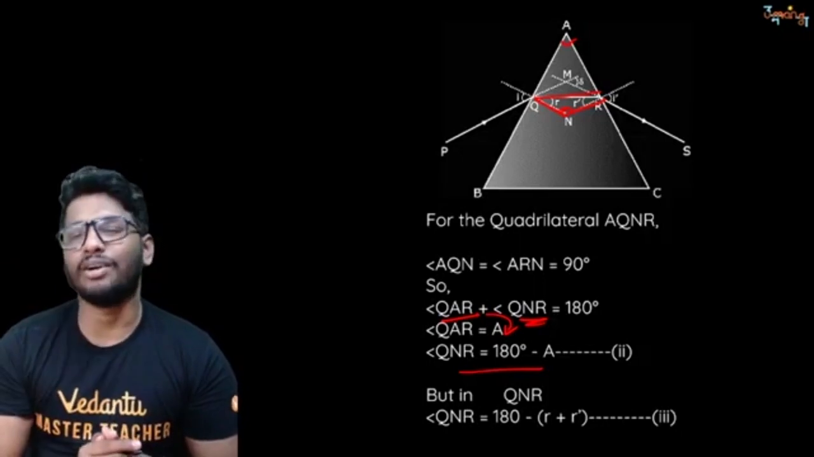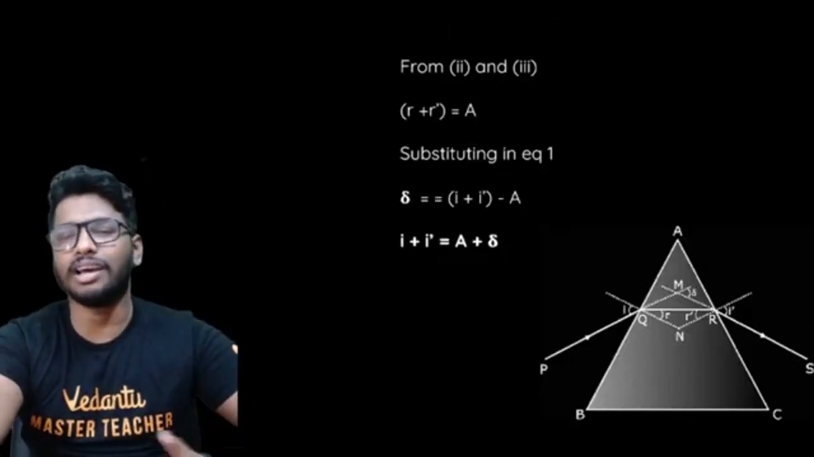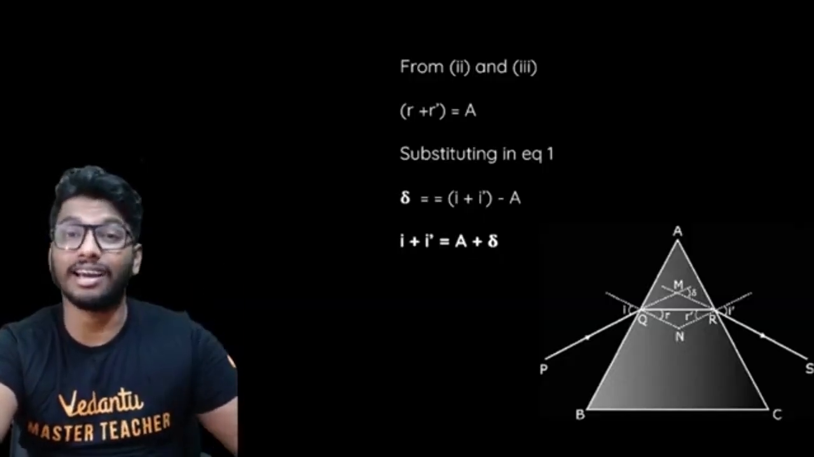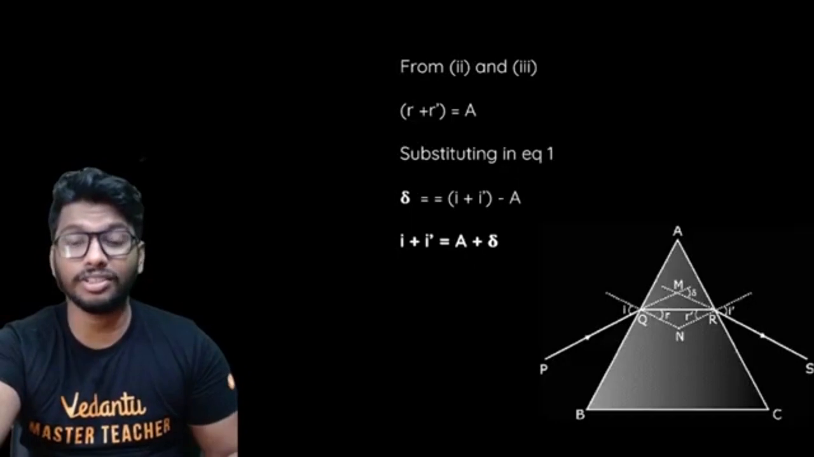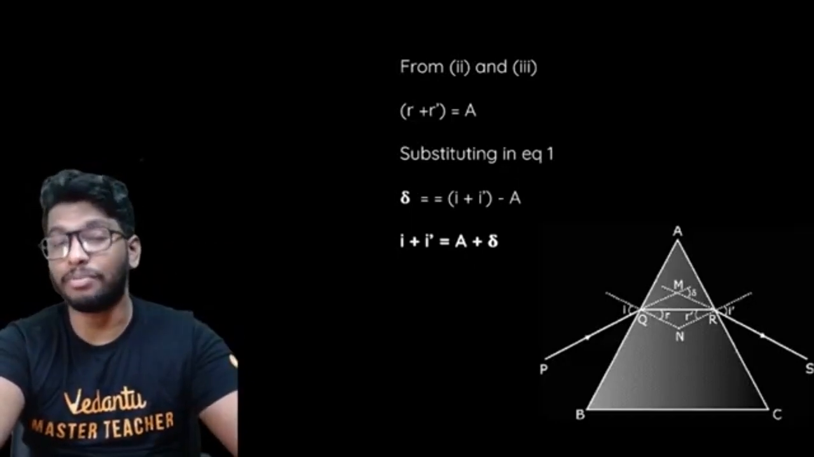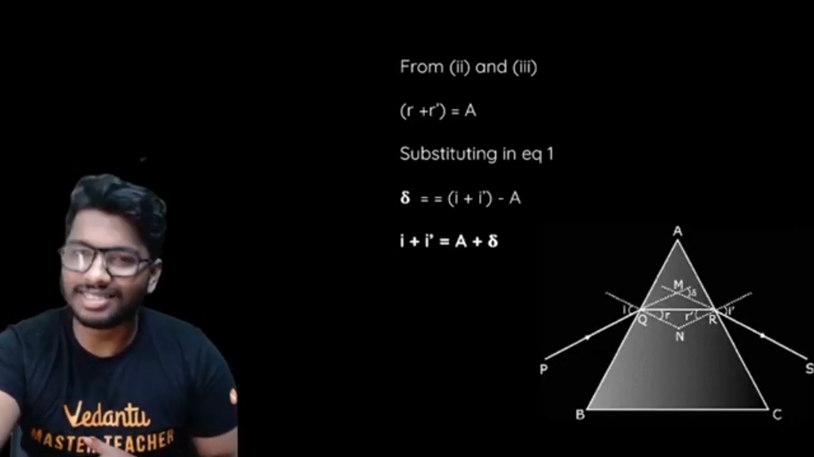But yes, guys, this is how it goes, step by step, how you find this equation I plus I dash is equal to A plus delta, where I is the angle of incidence, I dash is the angle of emergence, A is the angle of the prism, and delta here is the angle of deviation. As simple as that.